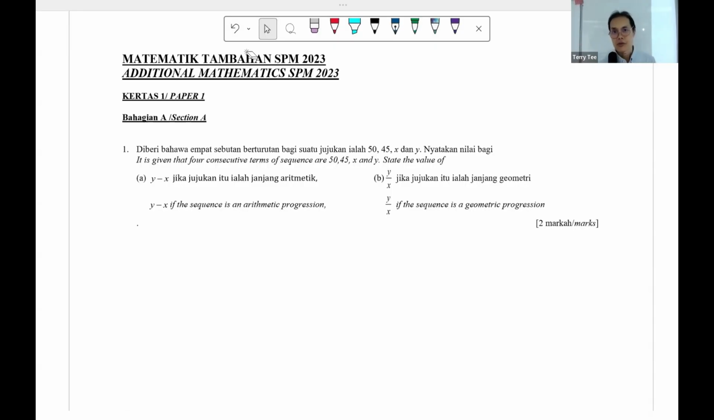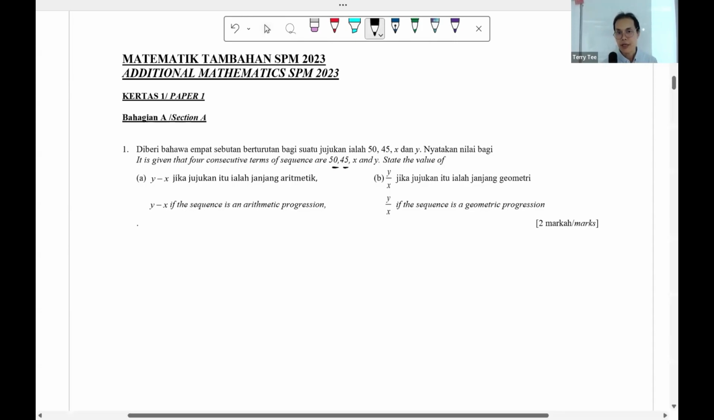This is from Form 4, Chapter 5, Progression. So here you're given 4 consecutive terms of a sequence. They are 50, 45, x, and y. So you're supposed to state the value of y minus x if the sequence is an arithmetic. Now, if it's arithmetic, remember arithmetic progression, they have the same common difference d. D is your t2 minus t1, or t3 minus t2, or t4 minus t3, and so on.